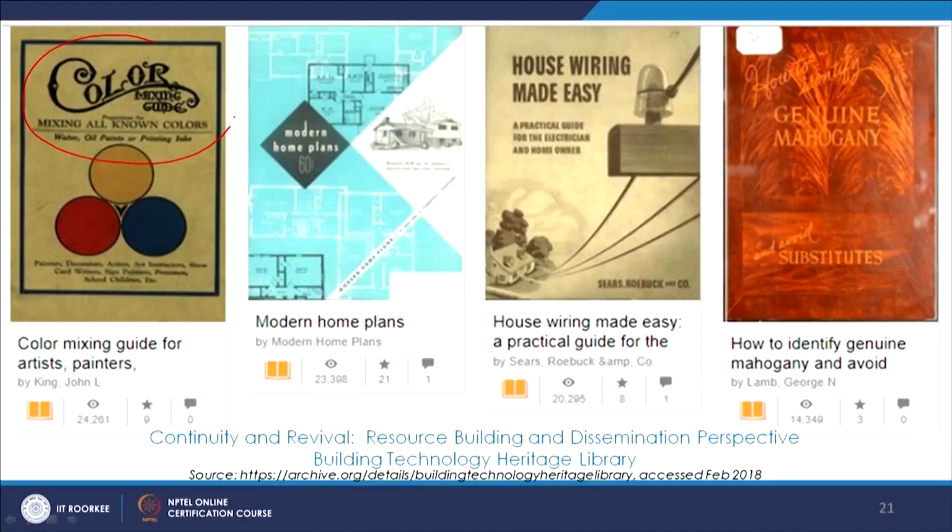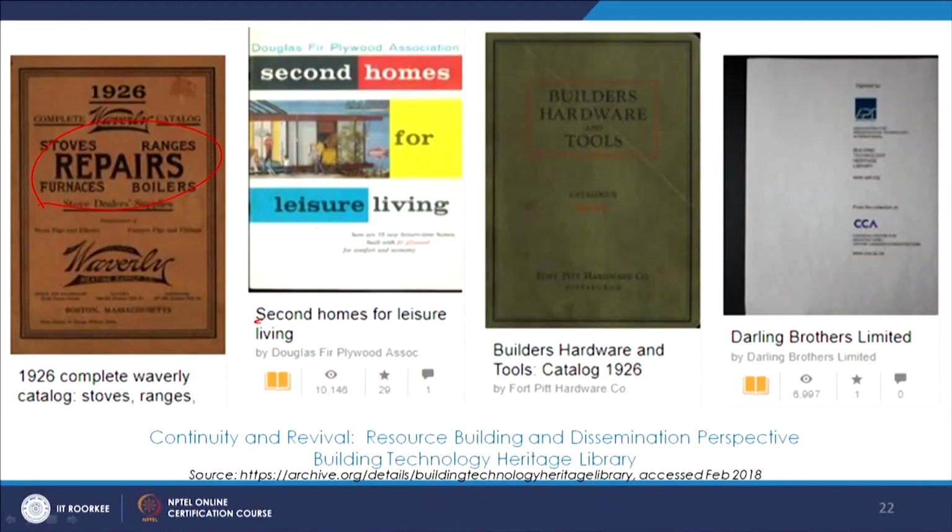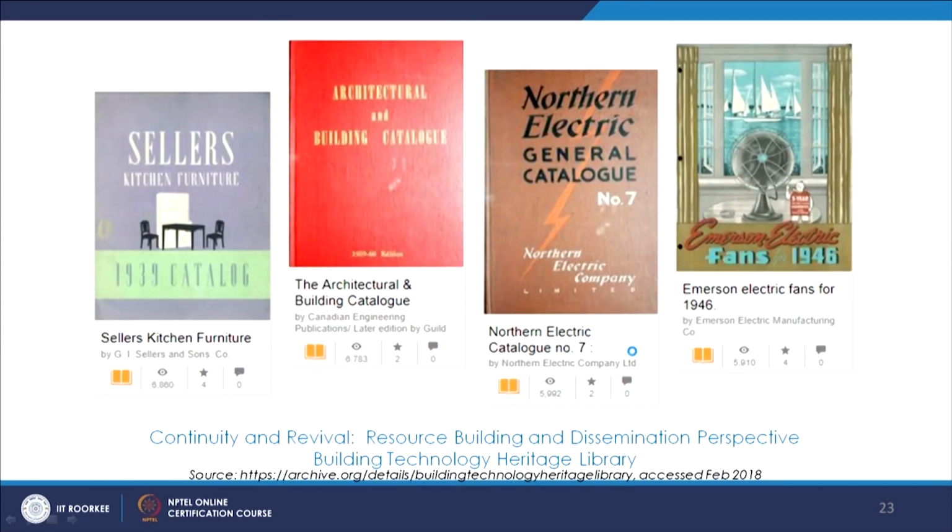So there are some books and catalogs which talk specifically about color, then modern home plans, also something on wiring, and then about the timber, genuine mahogany, and how one identifies it, thumb rules about it. So all these different kinds of resources, repairs, then second homes for leisure, builders hardware. So there are so many different subjects that have been covered.